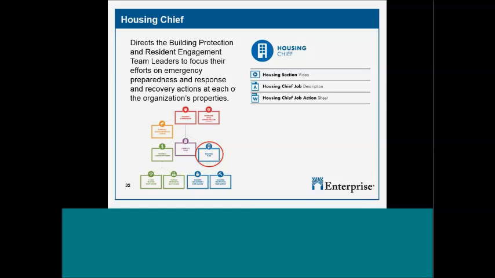The business continuity section, again, includes the business continuity chief, and under the business continuity chief, you have the IT team leader and the human resources team leader. We'll talk about those roles in a minute. Flipping to the other side, we've got the housing section. The housing section is directed by the housing chief.